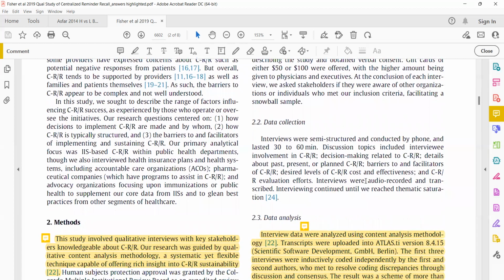Their data collection was semi-structured interviews conducted by phone, right? So think about that. What is the utility of calling people by phone? Why not do it virtually? Why not do it via Zoom or Skype or WhatsApp? Like, why choose that method? They audio recorded and they transcribed their data.